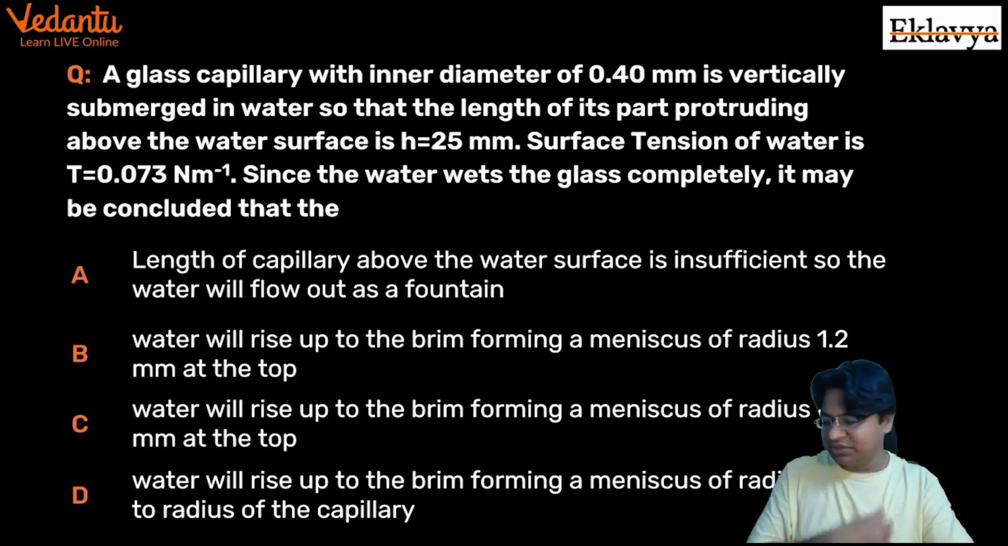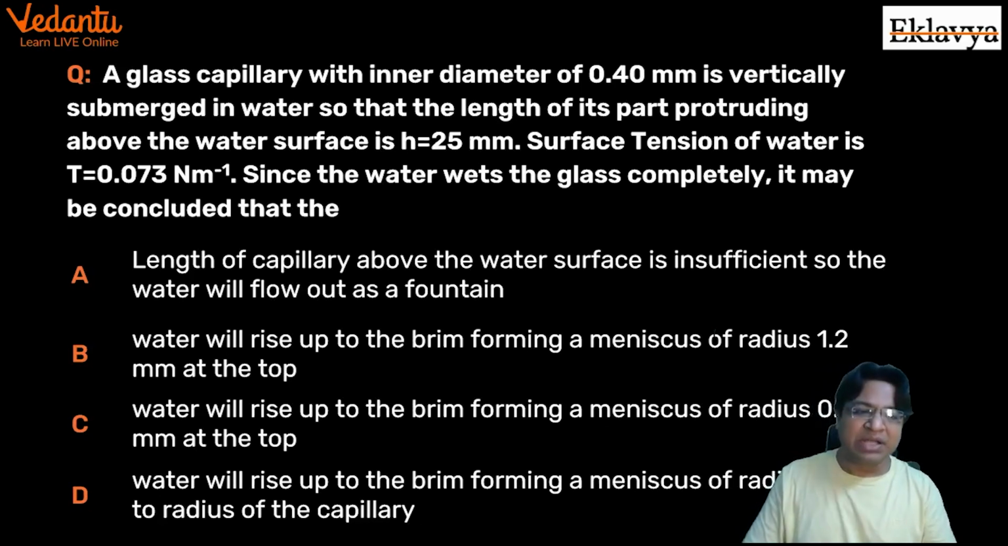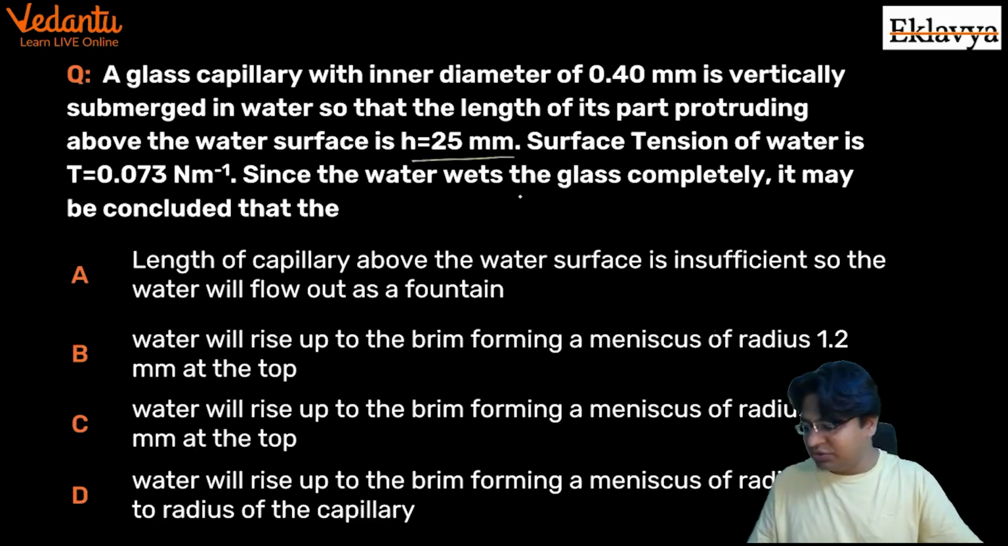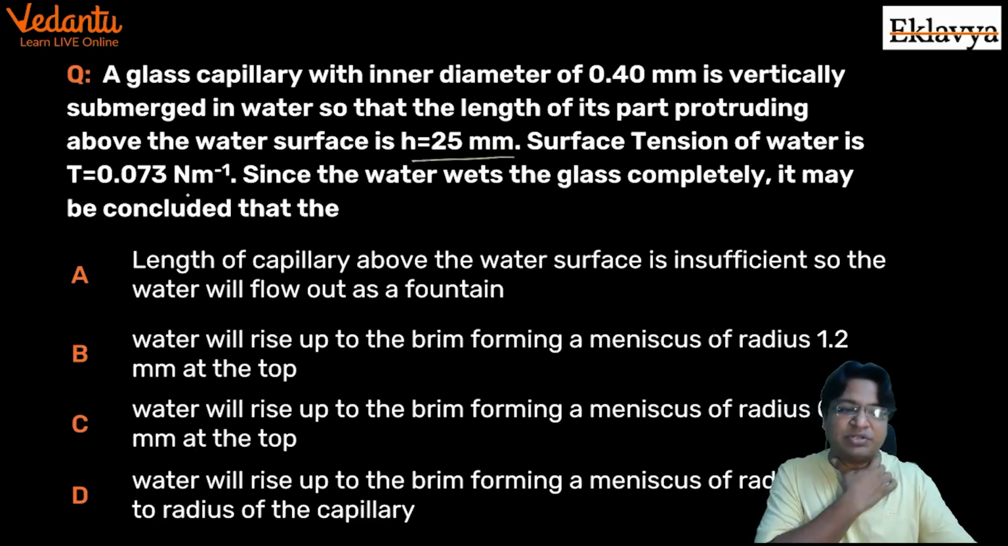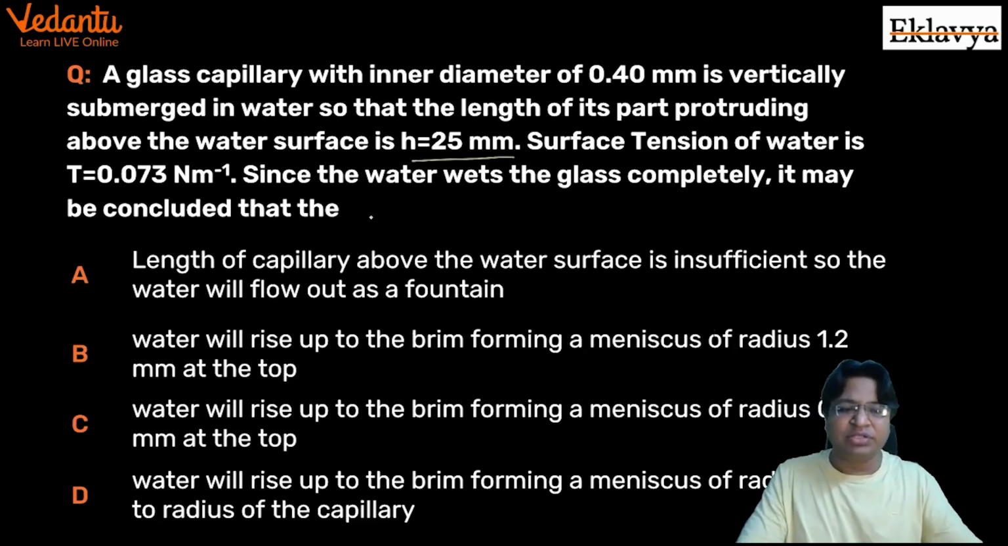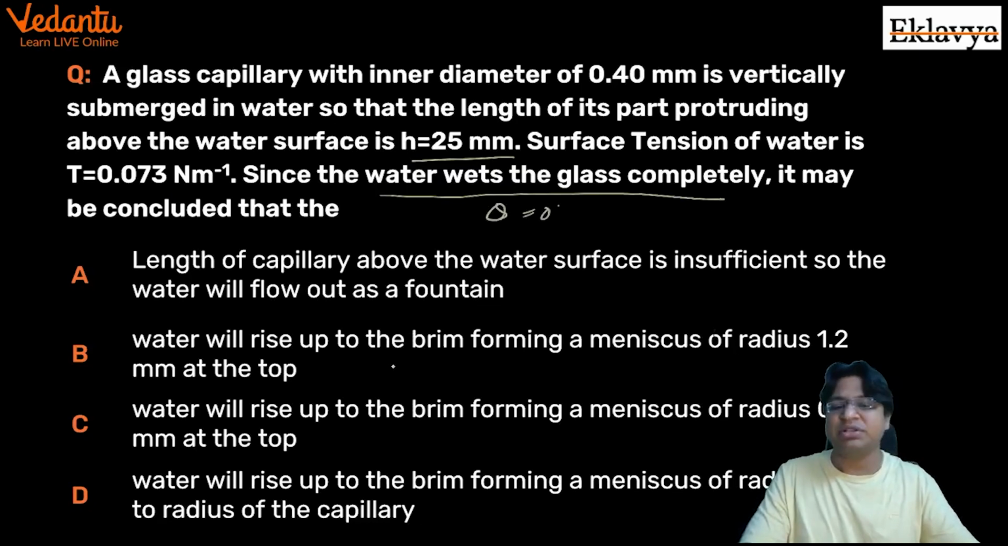Okay, now the next question talks about a glass capillary with an inner diameter, vertically submerged in water. The inner diameter is 0.4 millimeter, that information is correct. Height is 25 millimeters, so this is also correct. Surface tension is also correct. So first of all, what does this mean? It wets the water completely. It basically means that the angle of contact is to be considered as zero.